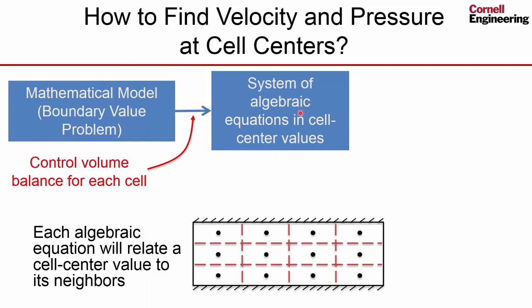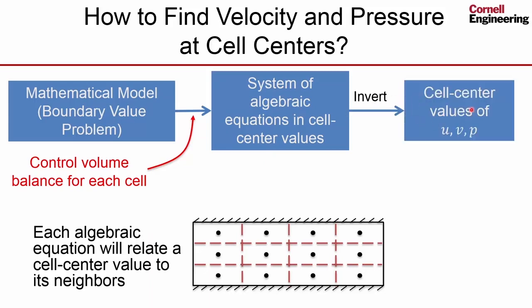And we can solve the system of algebraic equations. We can invert it on the computer to get the cell center values for U, V, P. In our particular case, you would have to invert a system of 36 algebraic equations. Engineers are now doing problems with 1 billion unknown values. So you're inverting 1 billion algebraic equations. And if you have a fast enough computer and a good solver, in today's world, you can do that.